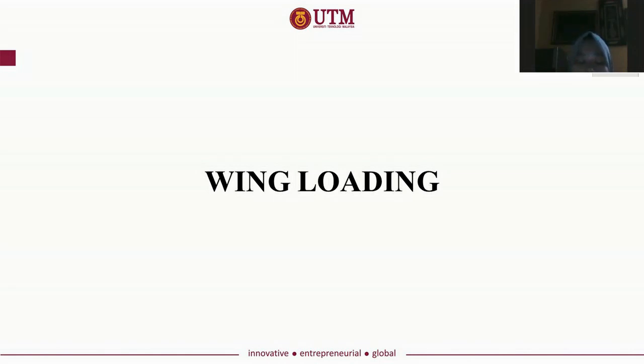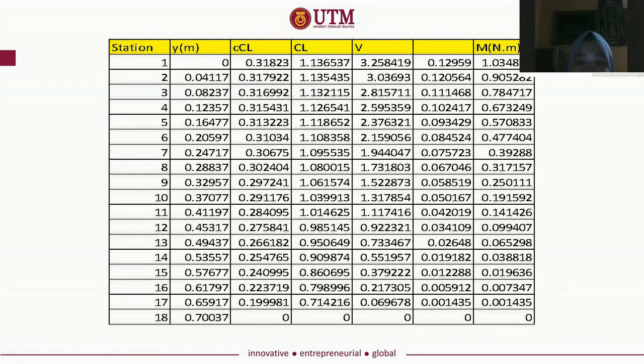I'm going to talk about wing loading. The strength approximation method has been used to calculate the wing loading for this aircraft. The calculation has been made at the half wing of the aircraft, and the half wing was divided into 18 stations. So basically, this is the important data that has been calculated in order to plot the wing load distribution coefficient, local lift coefficient, shear force and bending moment versus distance of the wing.